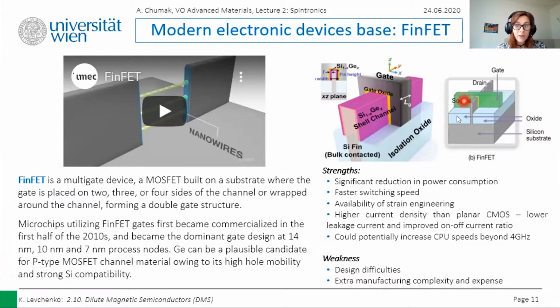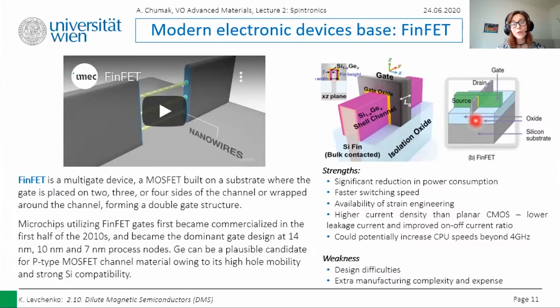sides of the vertical fin, providing a fully depleted operation. Why is it important? Because it offers a lot of advantages over the planar MOSFET. From the point of view of a designer, the current-voltage curve gets flatter, meaning that we have a lower dynamic power consumption. The fully depleted structure enables better on and off contrast.